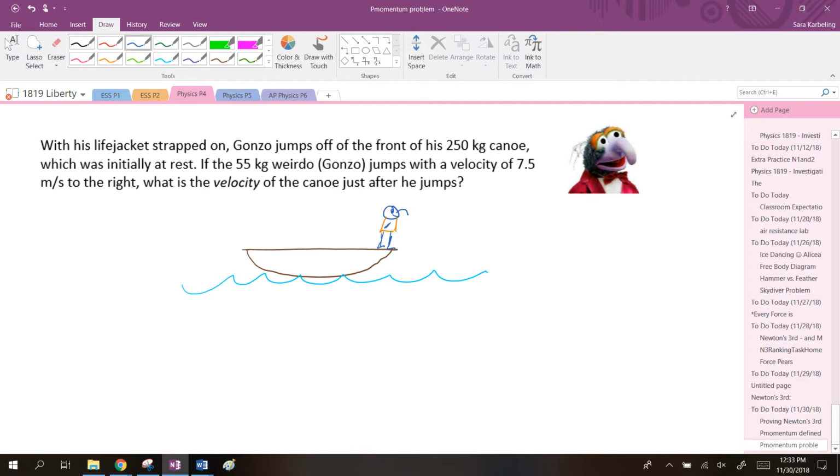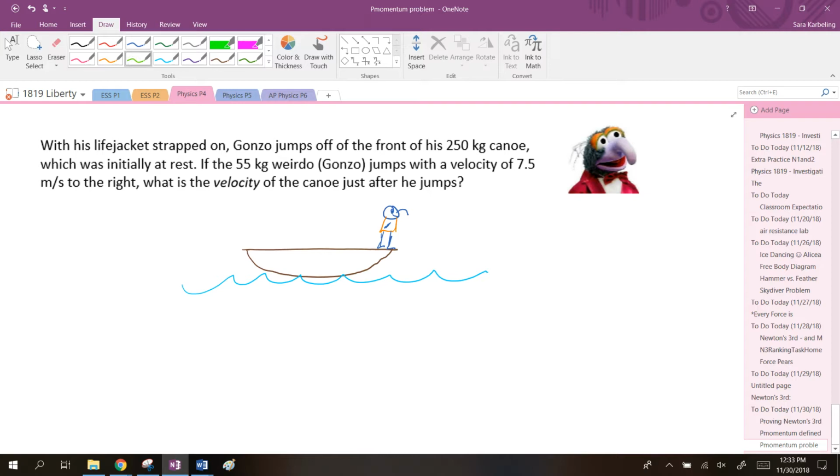Now, before we do the math, here goes Gonzo. He's standing here, ready to go. If he jumps like this, where's the canoe going to go? The other way. Are you with me there? Why does that happen? Because we had a total momentum of 0 at the beginning. If he gets momentum this way, the canoe's got to get momentum that way. They've got to add up to how much? How much do we have to start with? 0. They've got to add up to 0. Momentum has to be conserved.